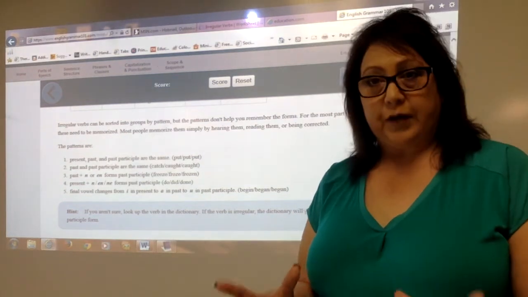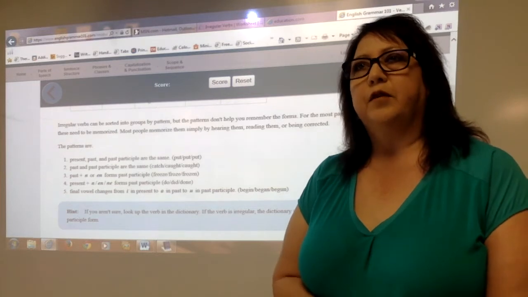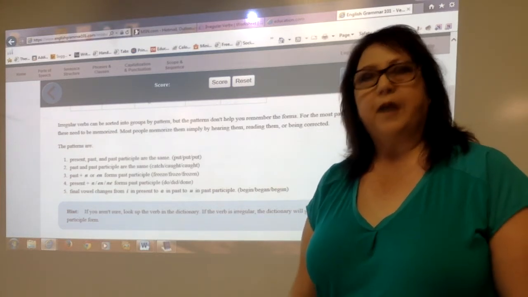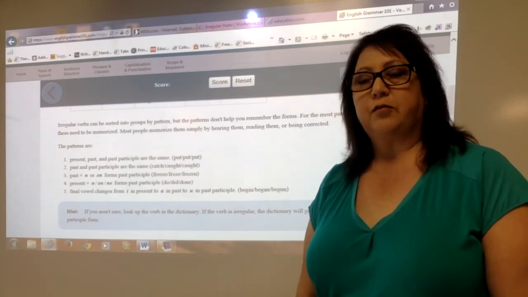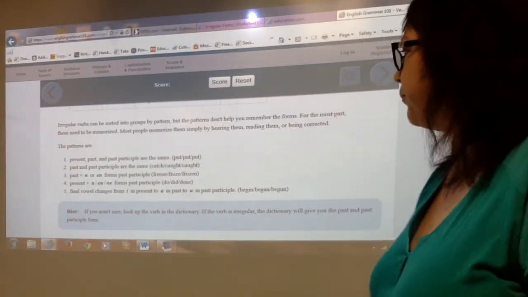It's kind of strange at first, but all of these words you've used before, you're just not realizing that you're using irregular verbs. So we're going to practice and just memorize and get used to using irregular verbs when we do some creative writing. Let's continue on.